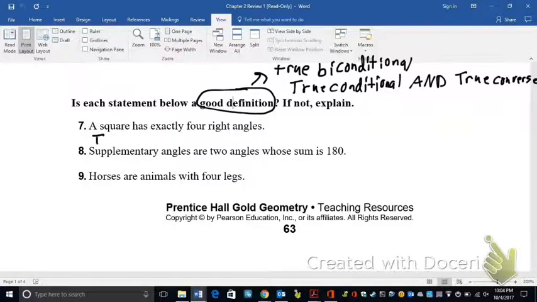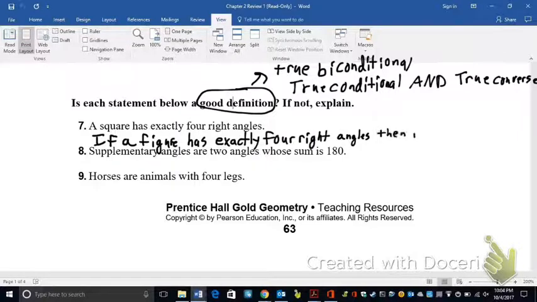So, a square has exactly 4 right angles. So we're going to say if a figure has exactly 4 right angles, we're going to write the converse. If a figure has exactly 4 right angles, then it is a square.